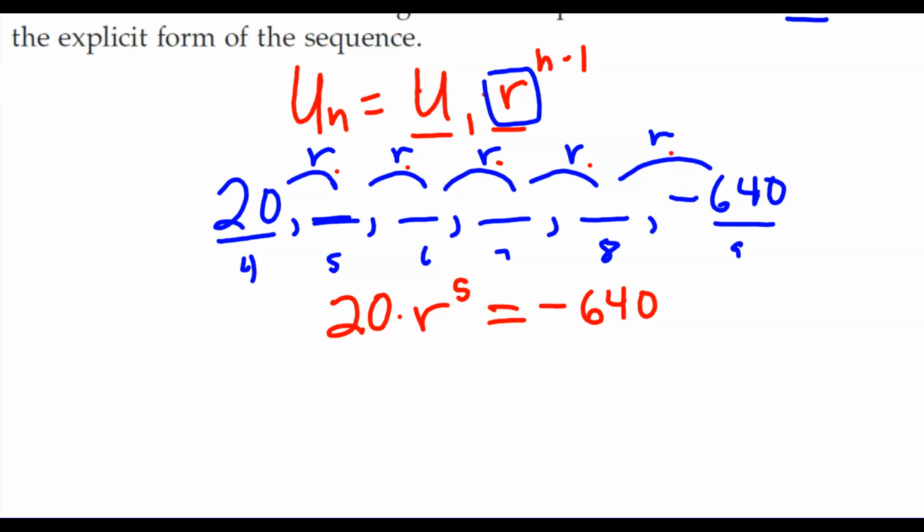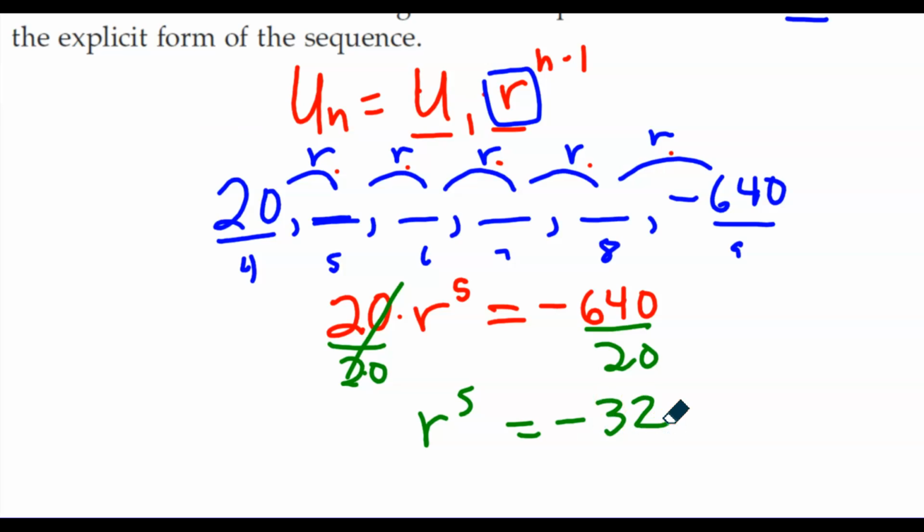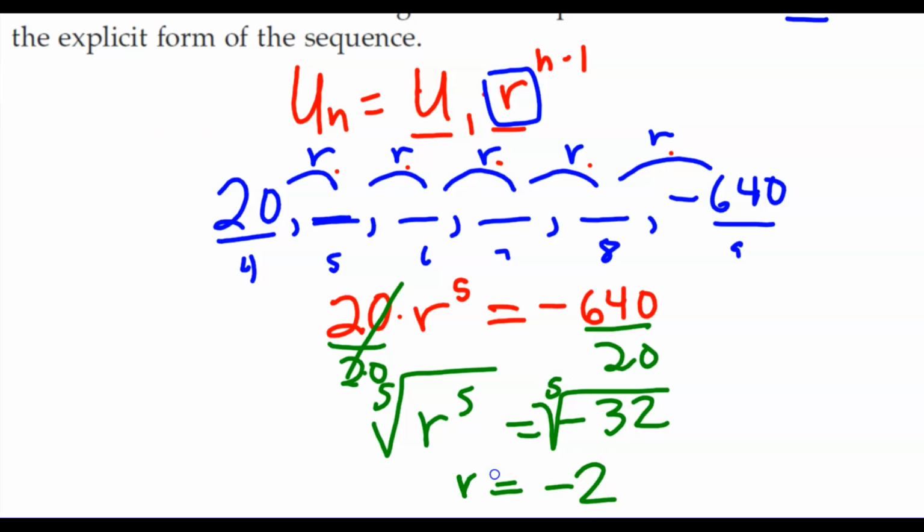And now I can solve for r. I do that by first dividing by 20 on both sides, and I get r to the fifth equals negative 640 divided by 20, which is negative 32. And now I can either take the fifth root of both sides to solve for r, or I can recognize that there's a number raised to the fifth power that equals negative 32. That number is negative 2. So I know the r for the explicit form.